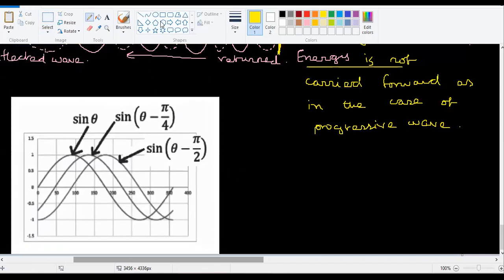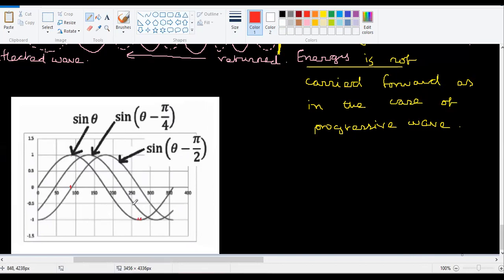Again, this is not required for exam purpose, but only if you are convinced with this idea, you will understand why it is minus omega t in one place and plus omega t in another place. So look at this. This is sine theta. Sine 90 will become 1 here. Sine 270 will become minus 1, right?